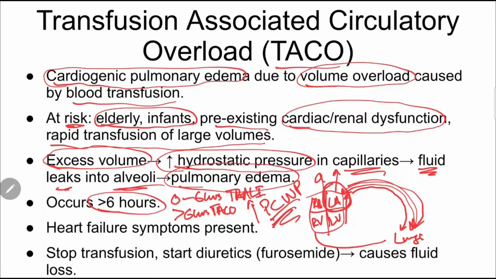And by the way, another thing, heart failure symptoms are going to be present in TACO patients. So there are going to be symptoms of heart failure. Now, what are the symptoms of heart failure? There is going to be increased JVP, jugular venous pressure, okay? So when you observe their jugular vein, it will be very prominent, okay?